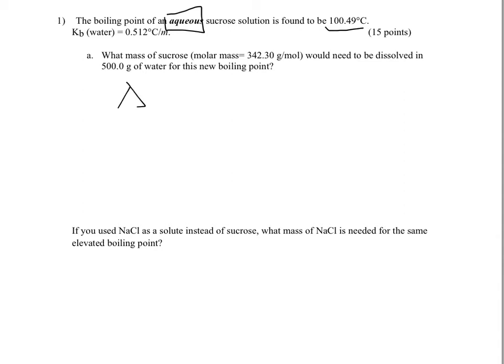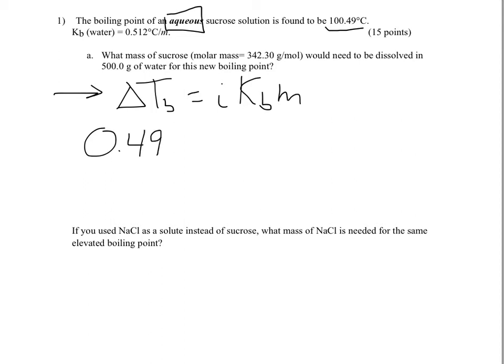And so many of you went to the sheet and grabbed this equation and used it. However, the part that most of you or many of you missed is that it is delta T. And so delta T means the change in boiling point. So you don't just stick 100.49 in there, you stick 0.49, because that's how much it changed from normal.